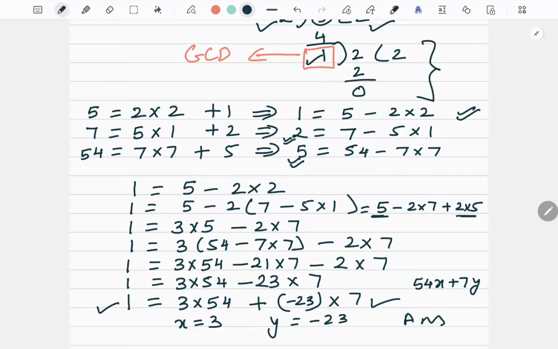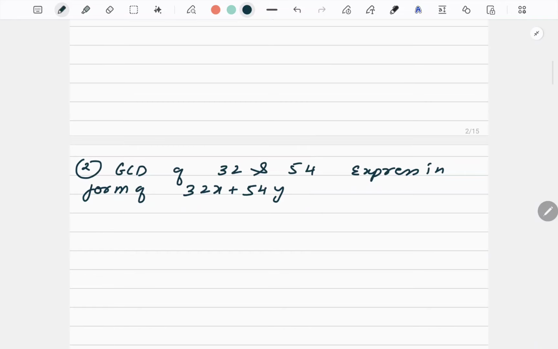Now here students might get confused. Why I am combining this and I am not combining this? See, my target is, when I wrote first for the 1, my target is to retain 2 so that I can use 2 from the next equation, and then my target is to retain 5 so that I can use this equation, and at the end you have to retain 54 and 7 because your answer should be in terms of 54 and 7. Okay, let's do one more question for the more understanding.